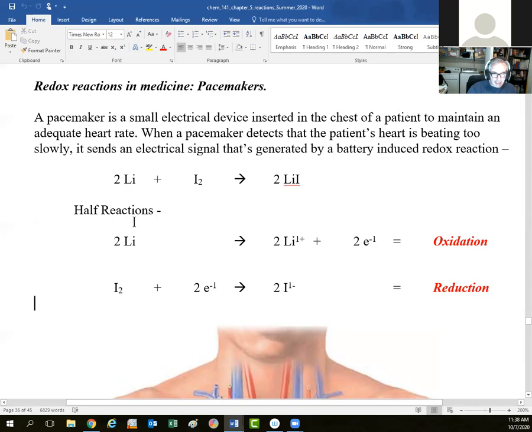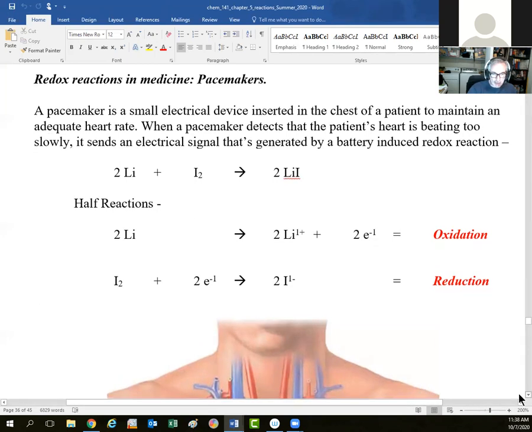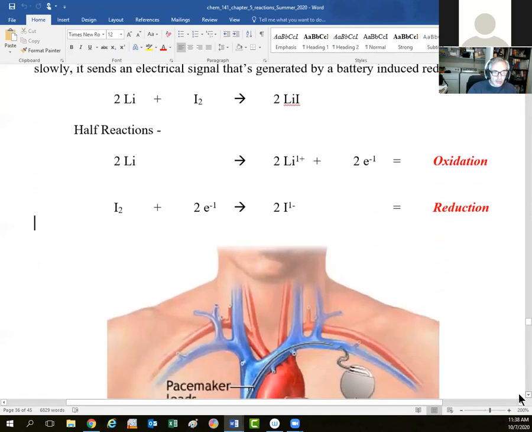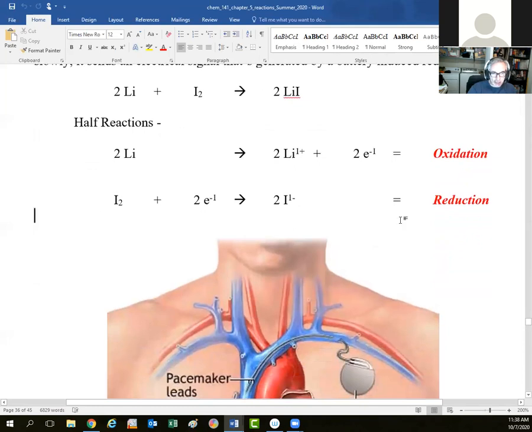And so we see that the lithium is giving away 2 electrons, while the iodine is picking up those 2 electrons and is reduced. Again, we can check the atomic numbers to make sure this is correct.